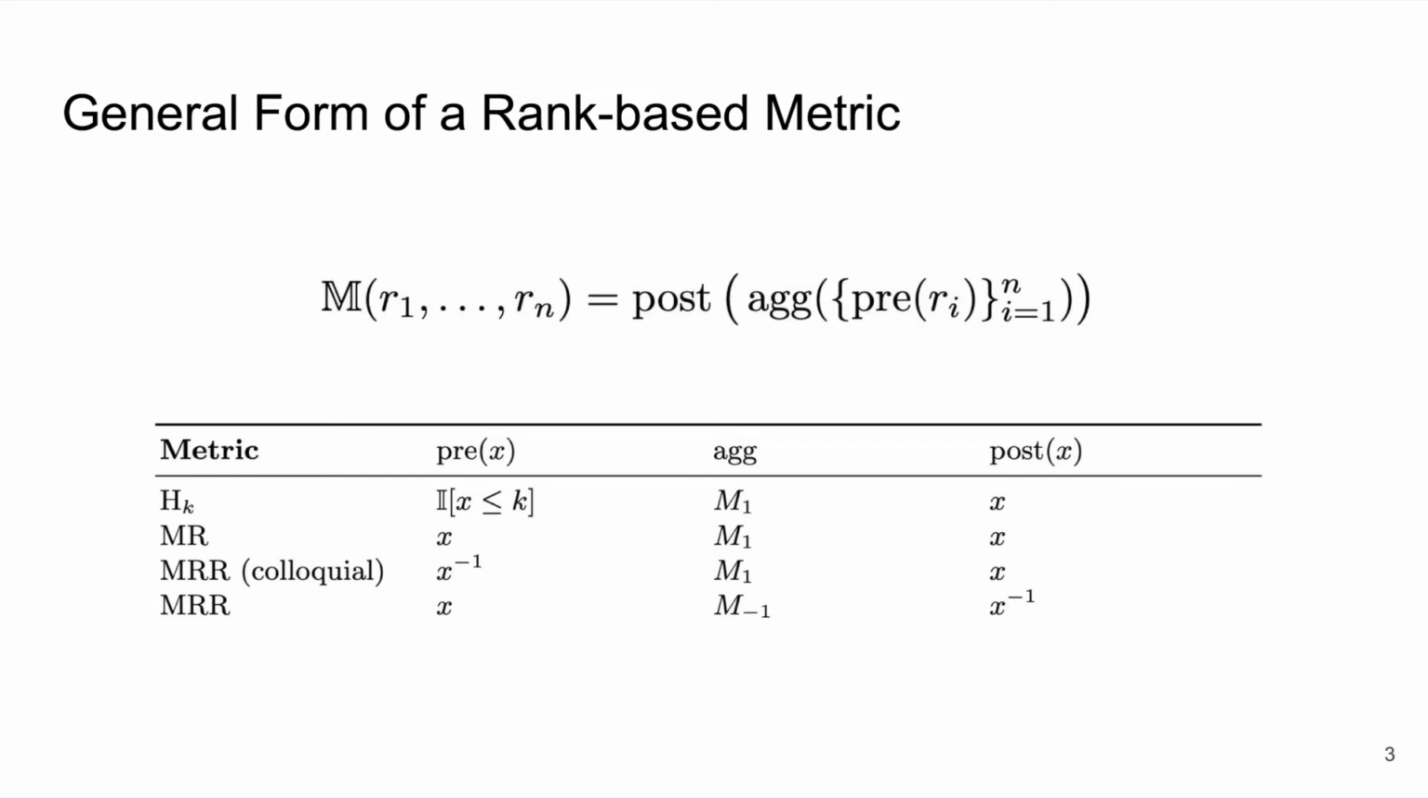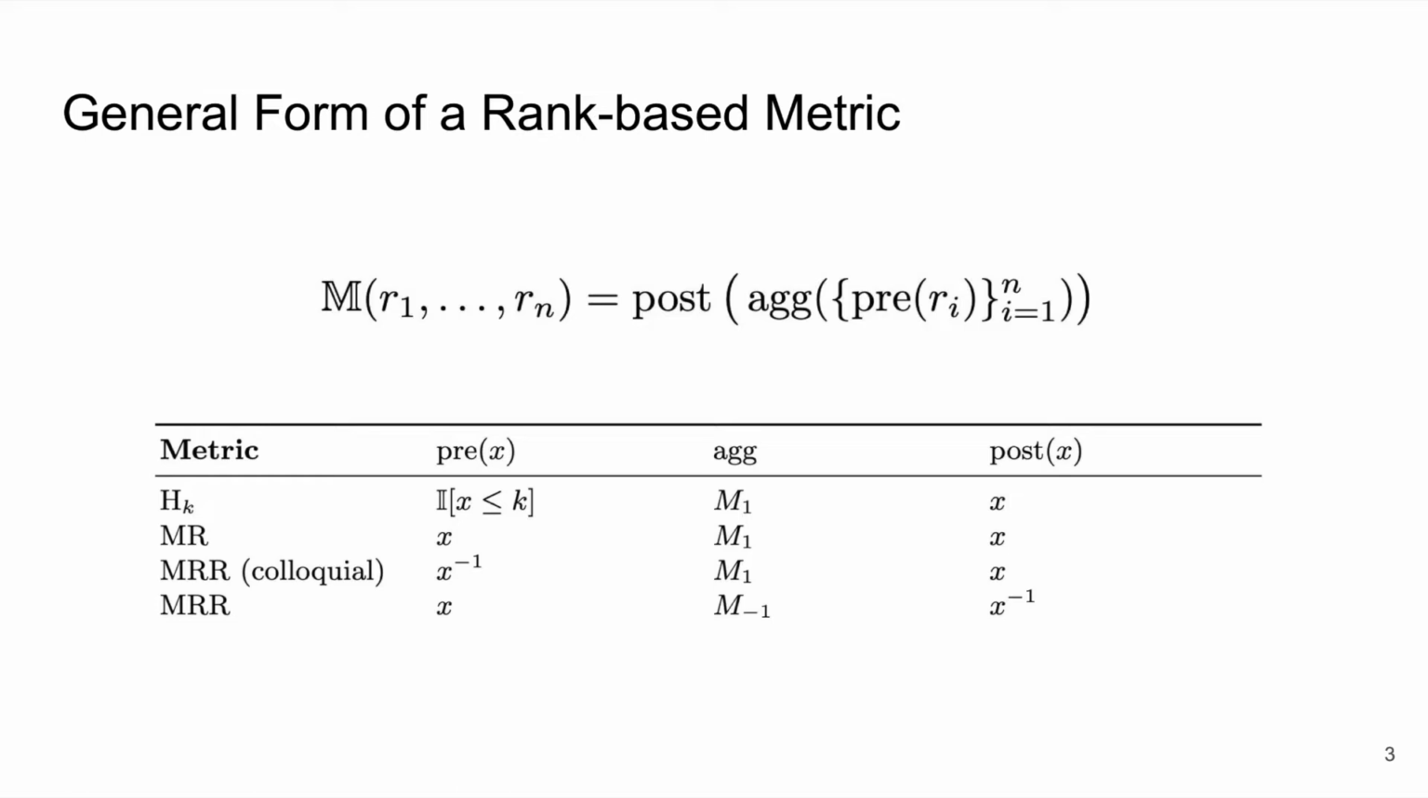In each of these three common metrics, this is the arithmetic mean, which is a special case of the generalized Hölder mean, where p equals 1. Third is the post-aggregation function, which is the identity in each of our three metrics, but this will be useful later on. Interestingly, this general form also allows us to reformulate the mean reciprocal rank using the harmonic mean, a special case of the generalized Hölder mean where p is -1, and using the inverse as the post-aggregation.